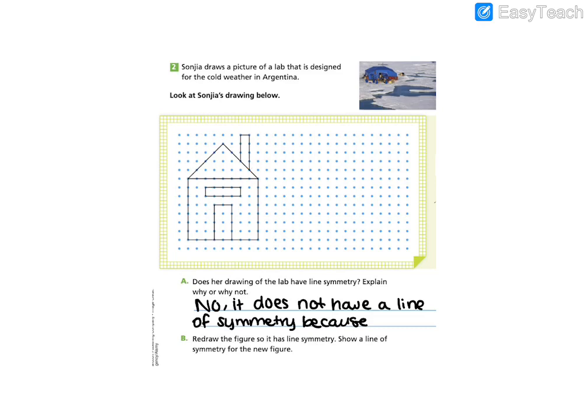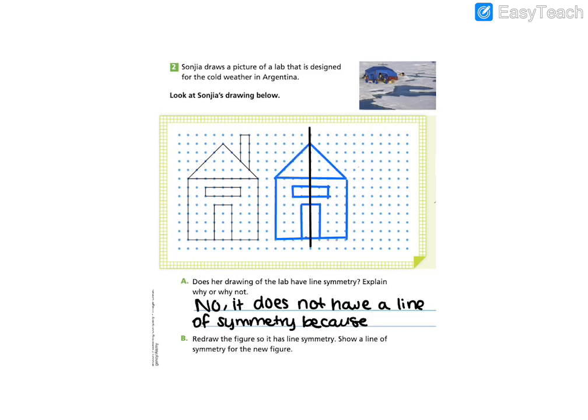Go ahead and pause the video and redraw the figure so it does have a line of symmetry. You're going to show the line of symmetry for the new figure. So that sounds a little confusing. Remember, the only thing that isn't symmetrical here is the chimney. So you need to draw this with a line of symmetry or redraw this without the chimney. So go ahead and pause, redraw the figure, draw your line of symmetry, and then press play again.